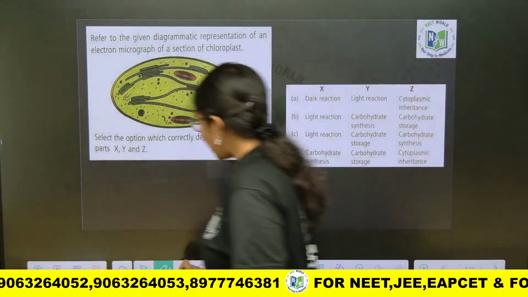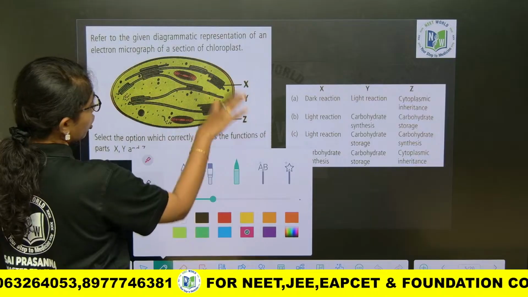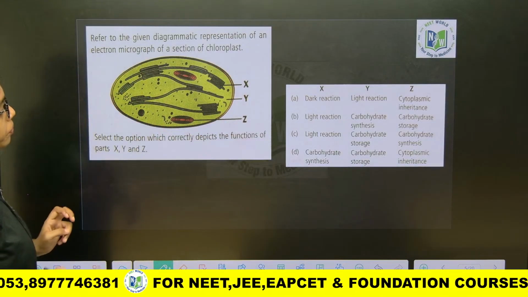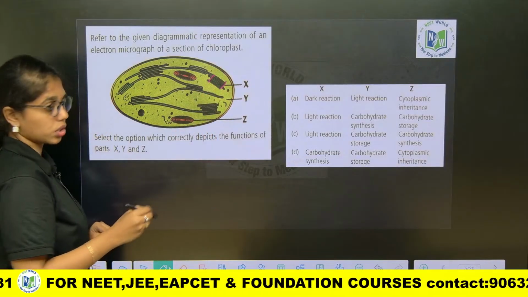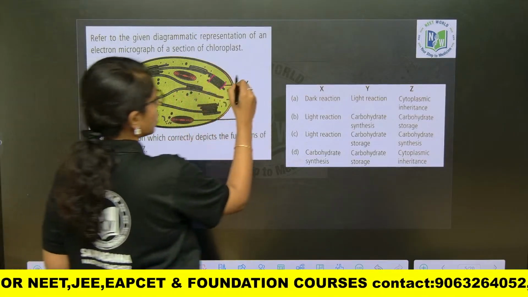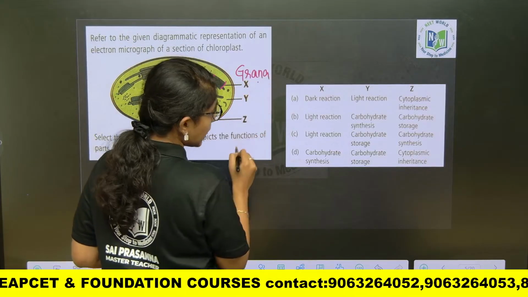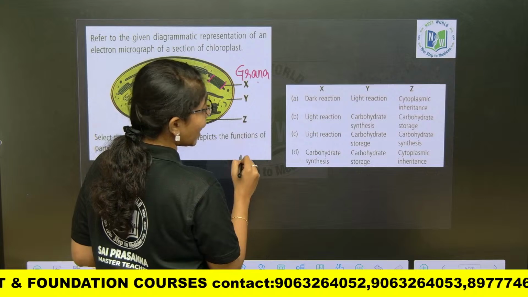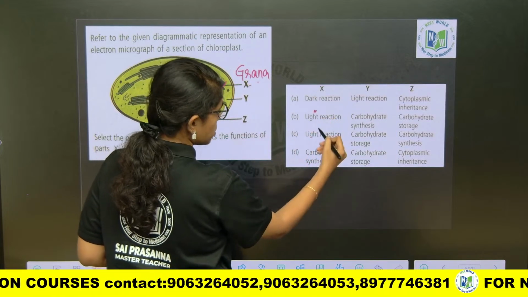This is the simplest question from just the chloroplast diagram. You see, X is what? The stack of sac-like structures. The stack of sac-like structures is called what? Grana. So, grana are the sites or locations of what? Light reaction. So, you can label X as light reactions.